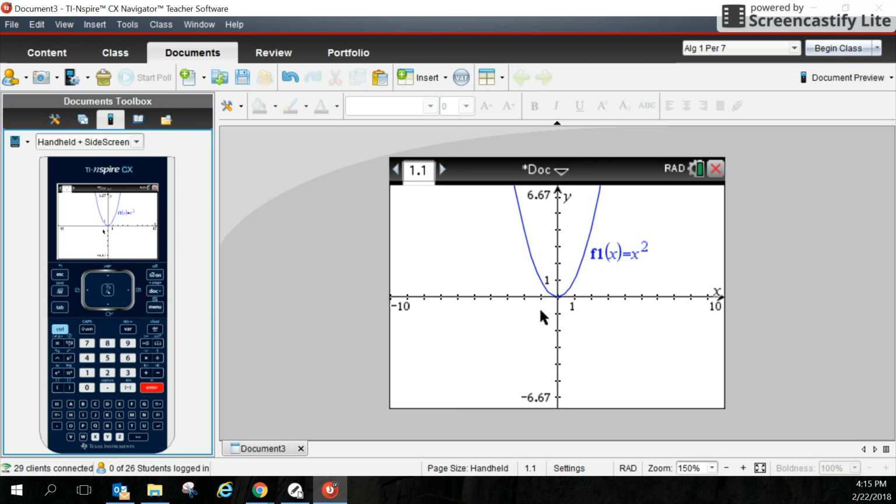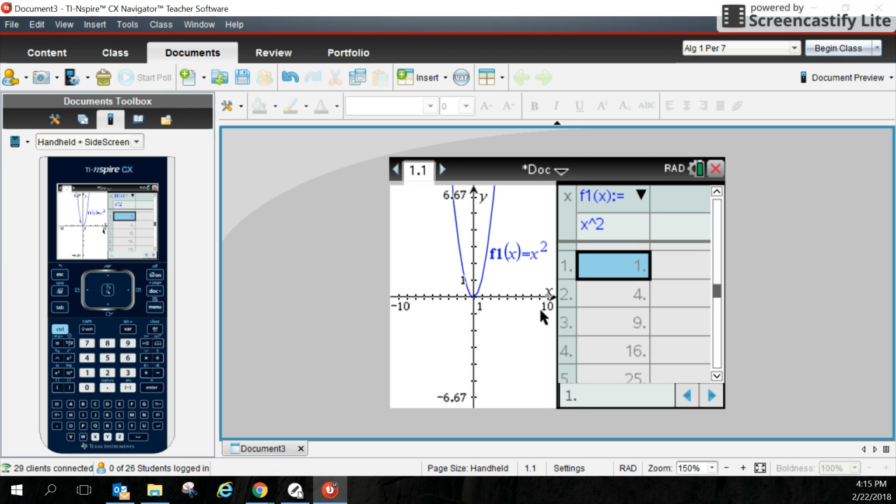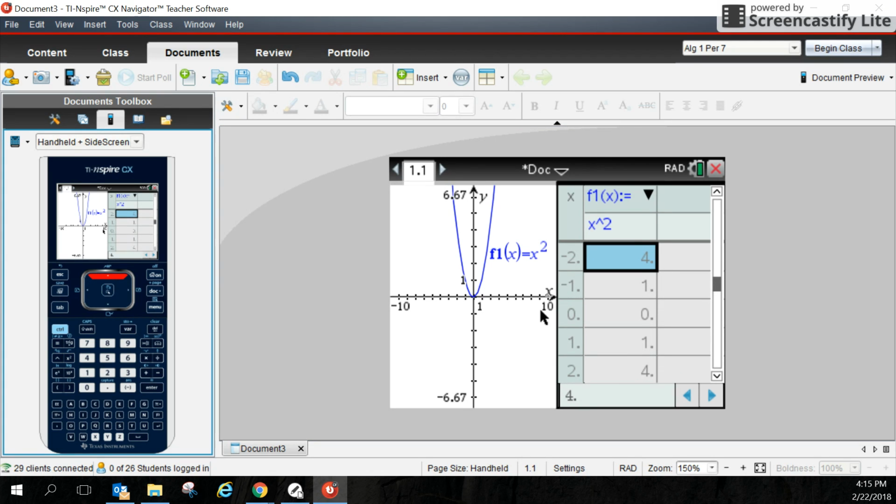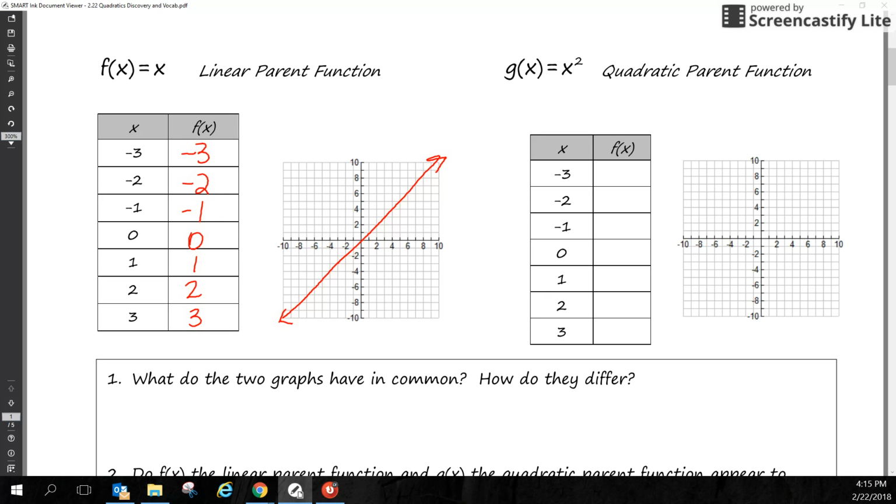Again, I have a table to fill out, so I'm going to hit Control T to get my table, and then I can scroll up to see what my numbers are. So let's go back and fill in our table. When x is -3, y is 9. When x is -2, I got 4. -1 is 1, 0 is 0, 1 is 1, 2 is 4, 3 is 9. If you had your calculator in front of you, that's what it would tell you.